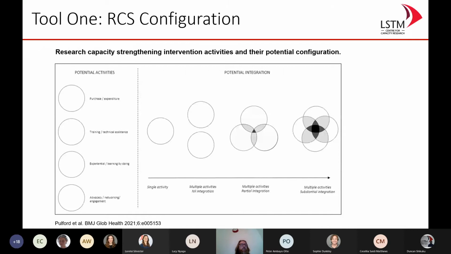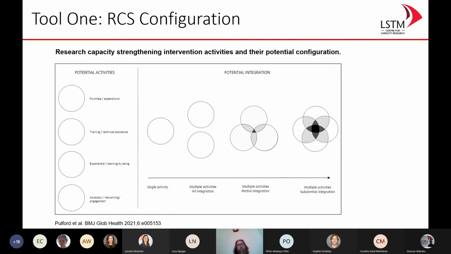So the first tool, RCS configuration. This is a tool to help you think through how many activities you might want to include in your RCS program and how they might be integrated. On this slide, there's a graphic that presents 4 potential activities that you might be considering. And these are common types of RCS activities: purchasing or spending money on something, providing training or technical assistance, providing an experience, a learn-by-doing opportunity, or some advocacy, networking, engagement components.